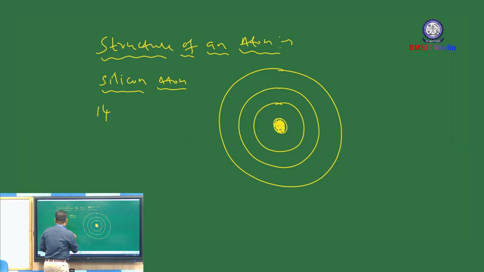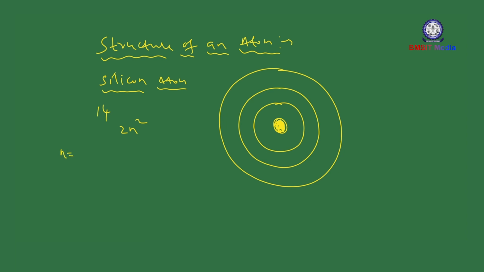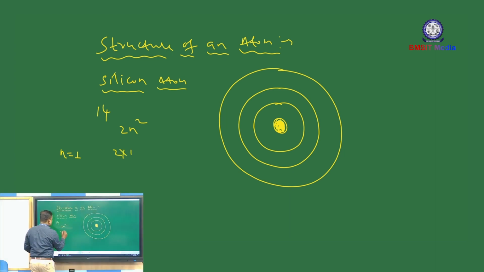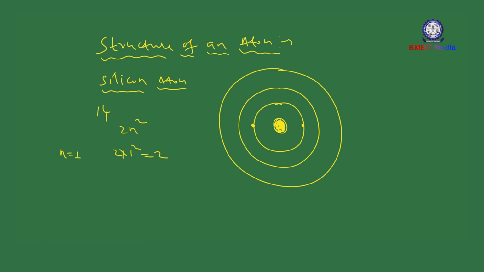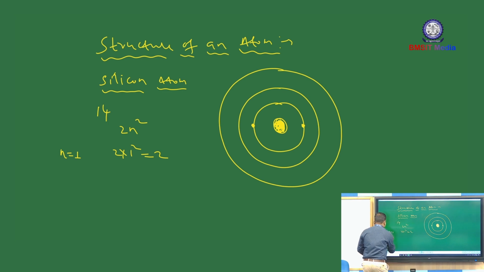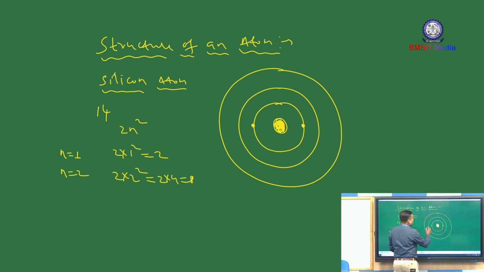How this is calculated means using this formula, 2n square. So when n is equal to 1, here 2 into 1 square, that is 2. So the number of electrons in the first orbit will be 2. So this is the first electron and this is the second electron, right? Then n is equal to 2: 2 into 2 square, that is 2 into 4, that is 8. So in the second orbit we will be having 8 electrons.